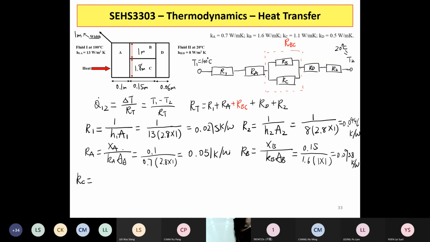RC. Again, XC over KC times area of wall C. XC is 0.15. KC is 1.1. Area should be 1.8 times 1. Right? So the value should be 0, 0. Sorry, it should be K per watt.